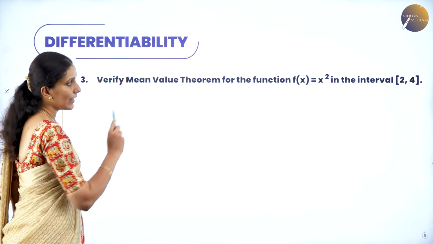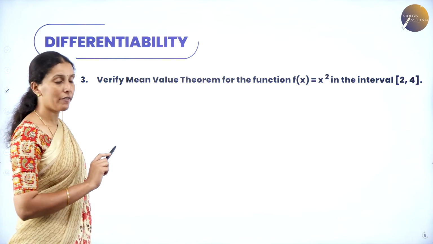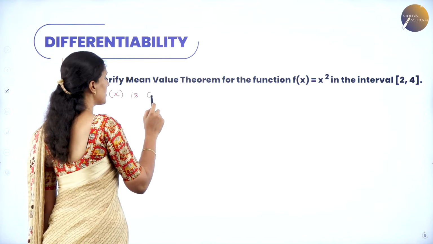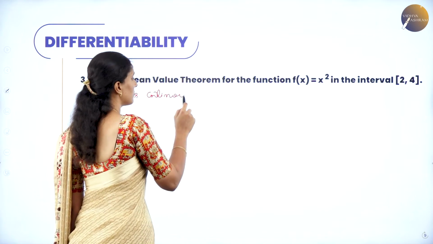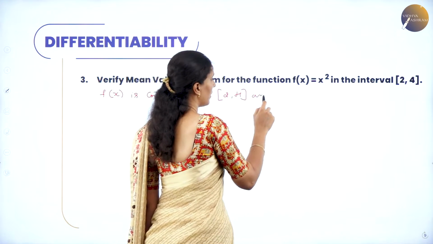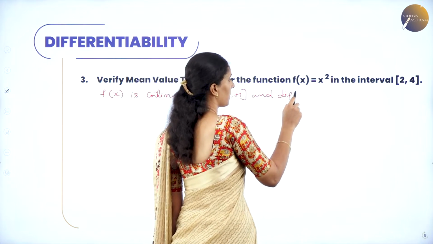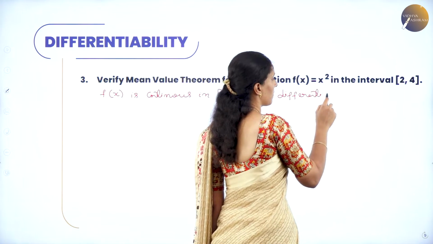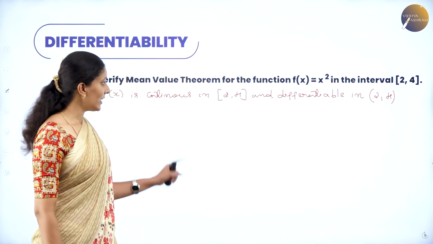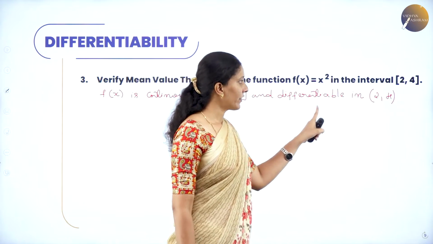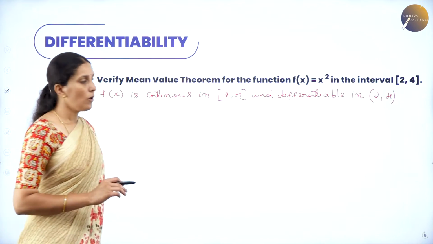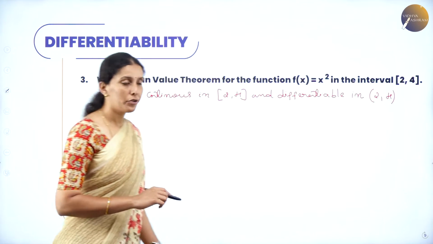So let's see here. Clearly f of x is x square. It's a polynomial function. So therefore f of x is continuous in the interval 2 comma 4 and differentiable in the interval 2 comma 4. So for continuous you have to write closed interval. For differentiable you have to write an open interval. Now it is satisfied.